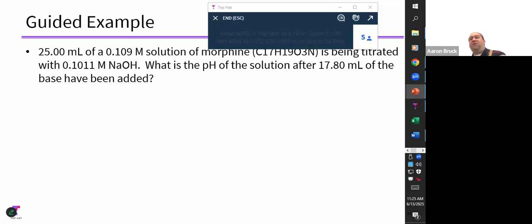So I've got 25 milliliters of a 0.109 molar solution of morphine. We're titrating it with 0.1011 molar sodium hydroxide. Question is, what is the pH of the solution after 17.8 milliliters of base have been added?